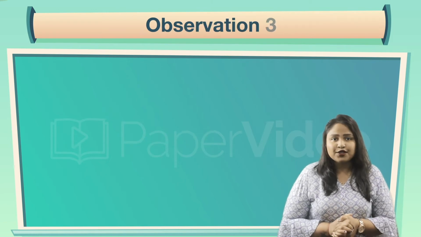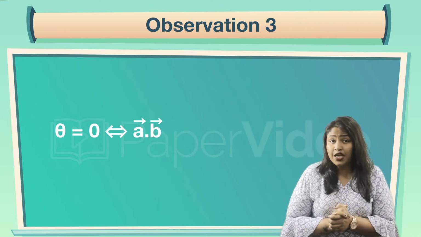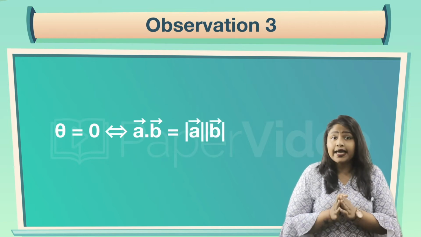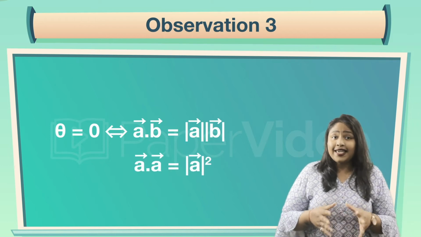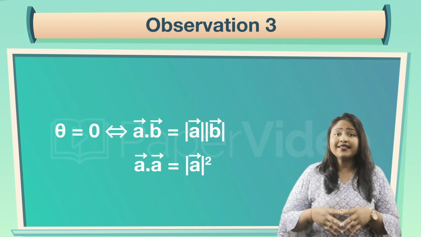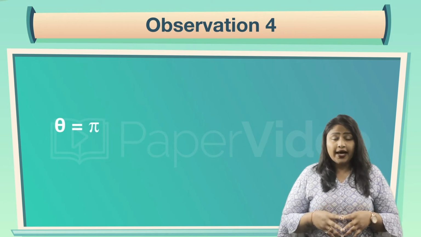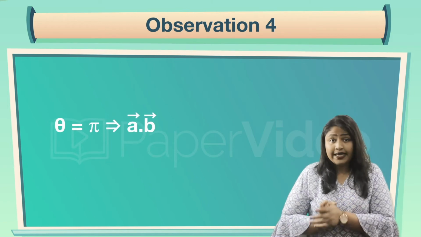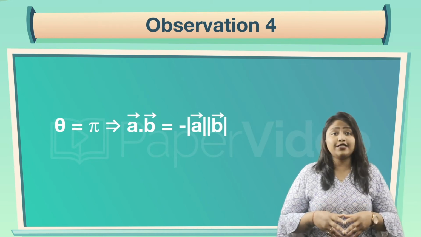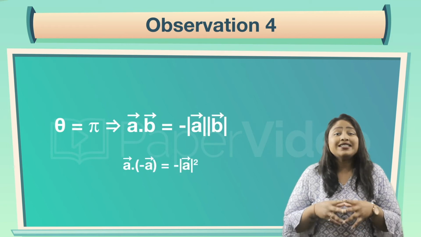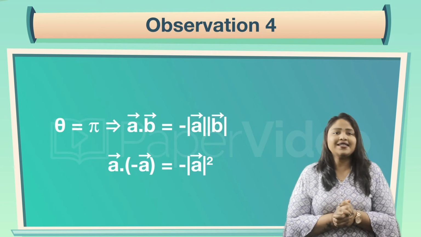According to the third observation, if theta equals 0, then vector A dot vector B equals magnitude of vector A times magnitude of vector B. In particular, vector A dot vector A equals square of magnitude of vector A. According to the fourth observation, if theta equals pi, then vector A dot vector B equals minus magnitude of vector A times magnitude of vector B. In particular, vector A dot minus vector A equals minus square of magnitude of vector A.